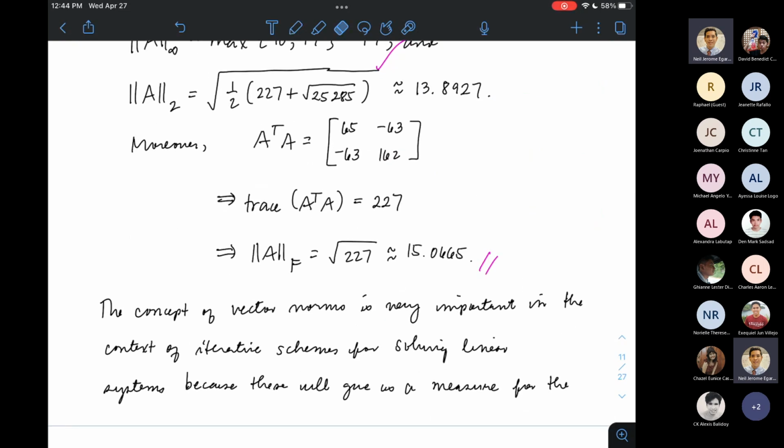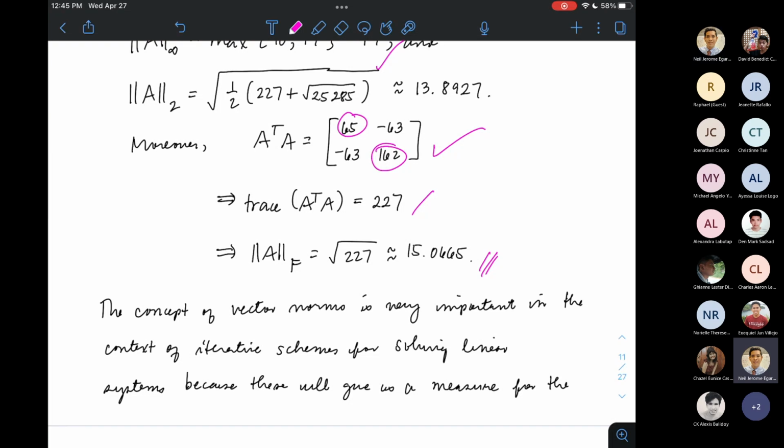Tapos ang Frobenius norm niya ay 15.0665 because first I need to compute A transpose A. Pinag-multiply ko lang yung matrix saka yung transpose niya. Kinompute ko yung trace. Ang trace ay sum ng diagonals. But here, sum siya talaga ng diagonal entries, hindi sum ng absolute values. In this case, positive sila parehas. So 65 plus 162, you get 227. Take the square root of 227, that's going to be the Frobenius norm.